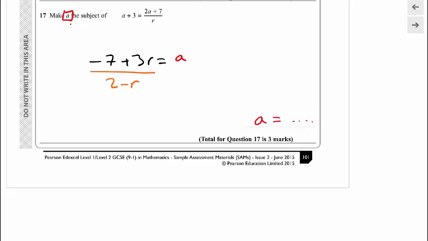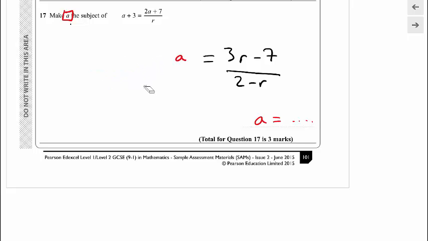Now, I think it looks nicer to write it like this. So write this right-hand side like 3r minus 7, so I don't start on a negative, because if you start on a negative, it sort of leaves you on a bad start. So let's start on a positive, shall we? And that's all a is equal to. It's just a minor thing, but that's all a is equal to.